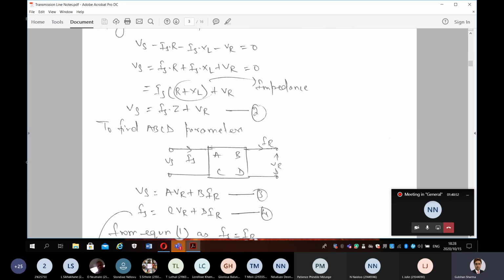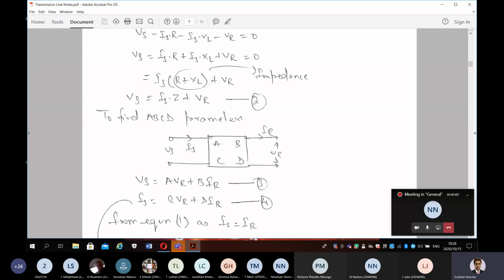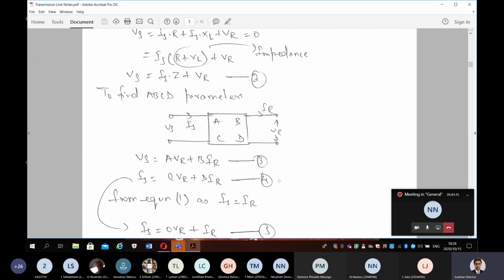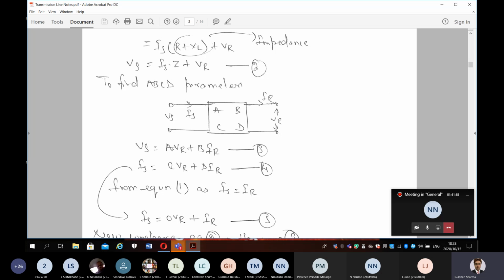Another thing is that we have discussed that to find the ABCD parameters of a short, medium, or long line, we use the sending end voltage, sending end current, receiving end current, and receiving end voltage. Vs equals A into VR plus B into IR. Is equals C into VR plus D into IR. These are the third and fourth equations. Now I have to find the values of A, B, C, and D. As we have discussed, whatever you do, you have to end up by making the equation similar to these two general equations.